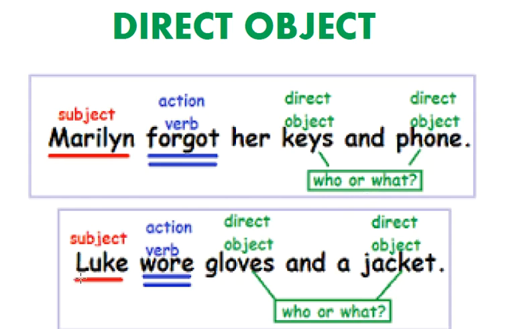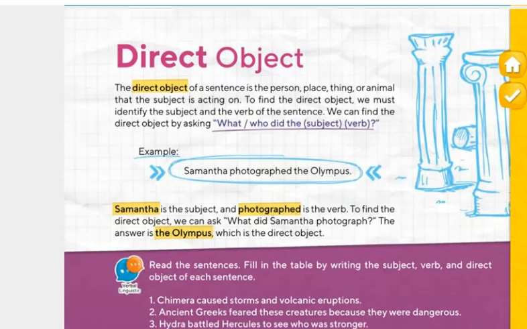In the other example, as you can see, it says, Luke wore gloves and a jacket. Who is the subject? Luke. What did Luke do? Wore. So the question to ask is, Luke wore what? He wore gloves and a jacket. That is the direct object, okay? So let's continue in our book.